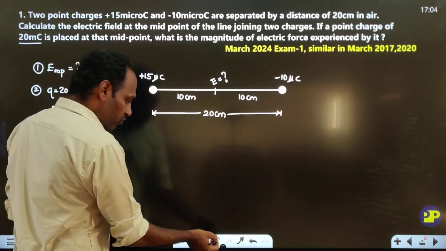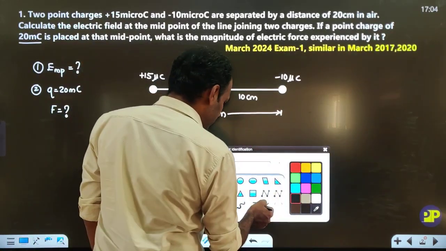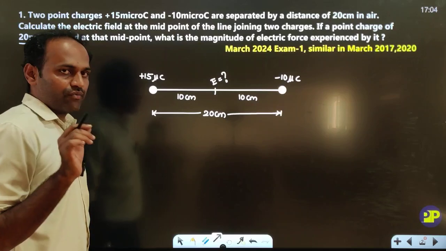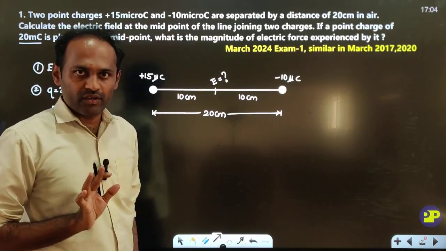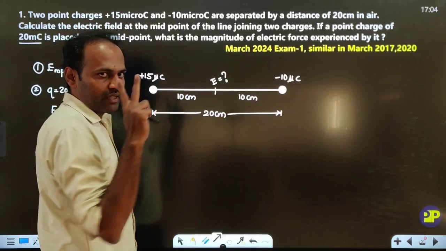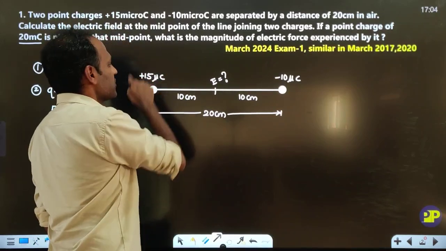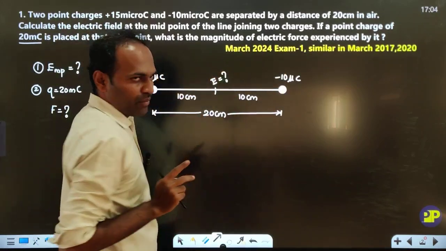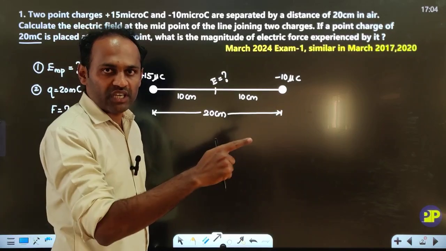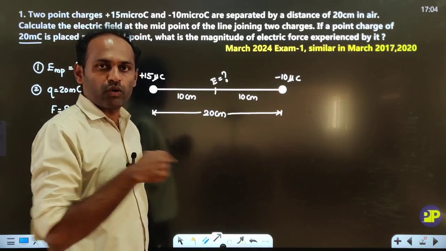See, very first thing what you have to do is, whenever the question is on electric field, you have to put the directions of the electric field at the point where you want the net electric field. So first you mark the directions of the electric fields. How many electric fields will be here? There will be 2 electric fields. One is due to plus 15 microcoulomb, another one is due to minus 10 microcoulomb. We know very well, by positive charge, electric field will be away from the charge. By negative charge, electric field will be towards the charge.